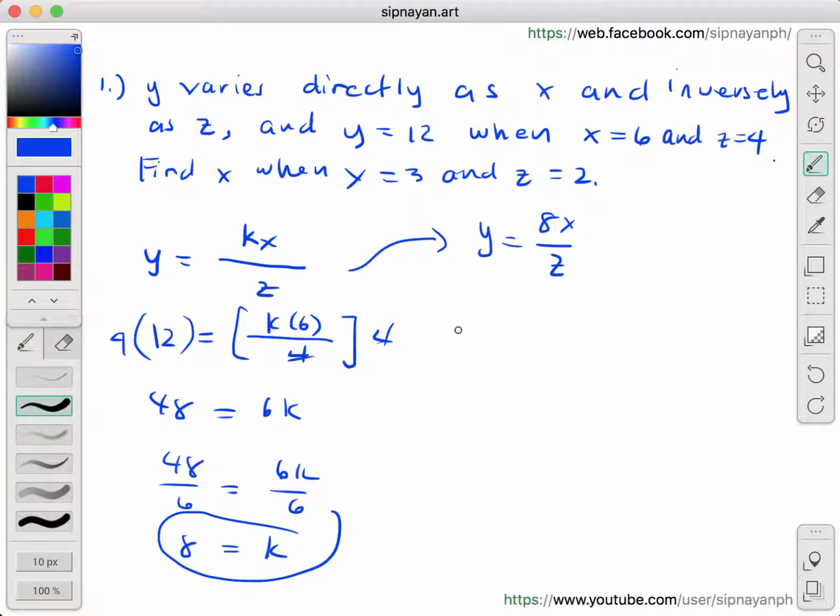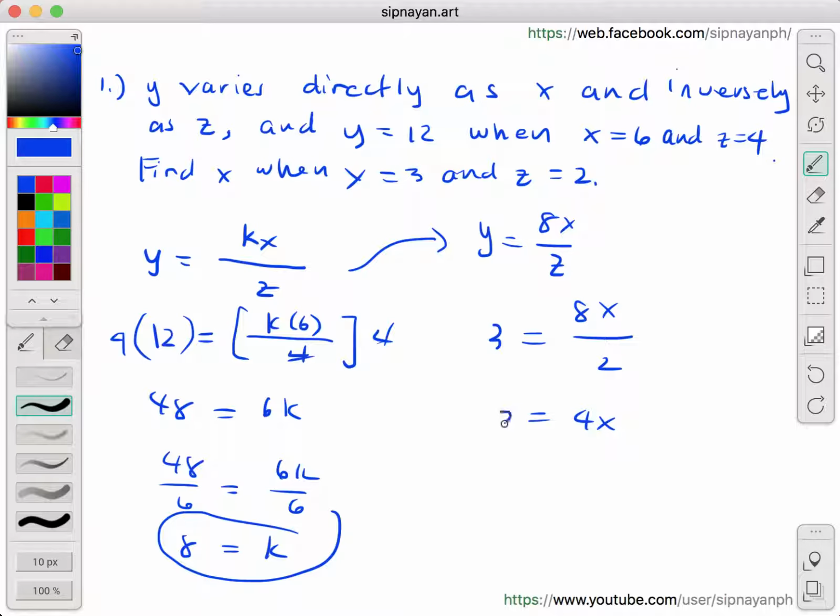So basically, this is just solving equation. Kung mapapansin nyo lahat ng mga variation problems natin, pag tayo ay nakapag-set up na, susolve lang tayo actually ng equation. So we substitute y equals 3. So 3 equals 8x over z, which is 2. So, makakancel actually ito, magiging 4x.